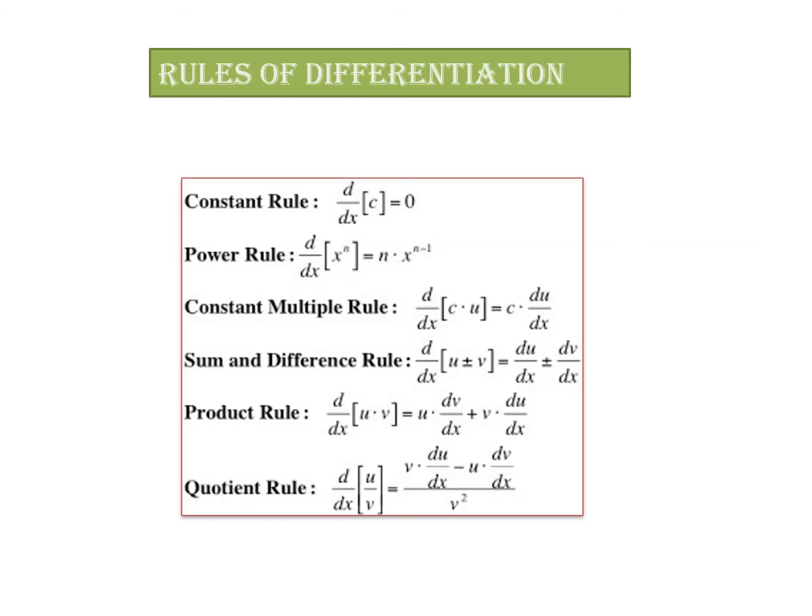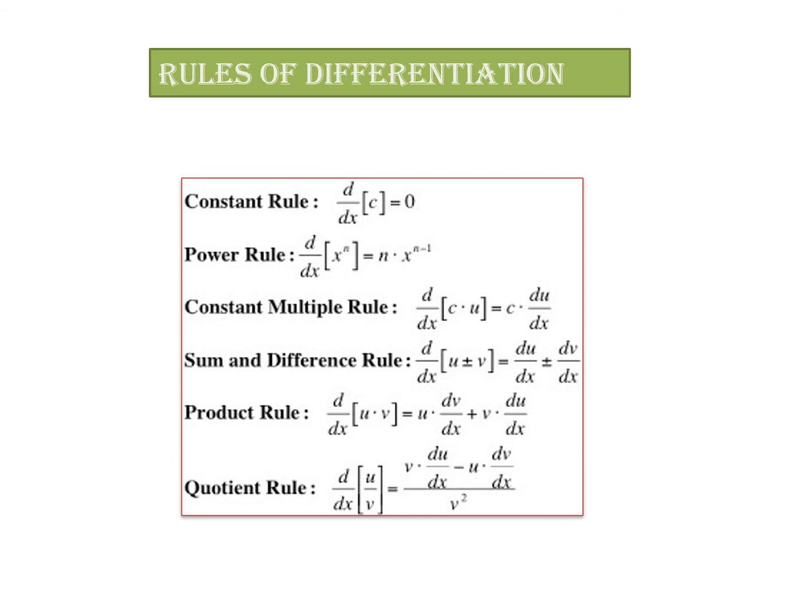And now the rules of differentiation. We know that derivative of constant is 0, so that is the constant rule. Derivative of x raised to n is n into x raised to n minus 1, where n is a constant, is called as the power rule. Now the constant multiple rule, that is scalar multiplication rule. Derivative of c into u, where c is a constant and u is a function of x, is equal to c into du by dx.